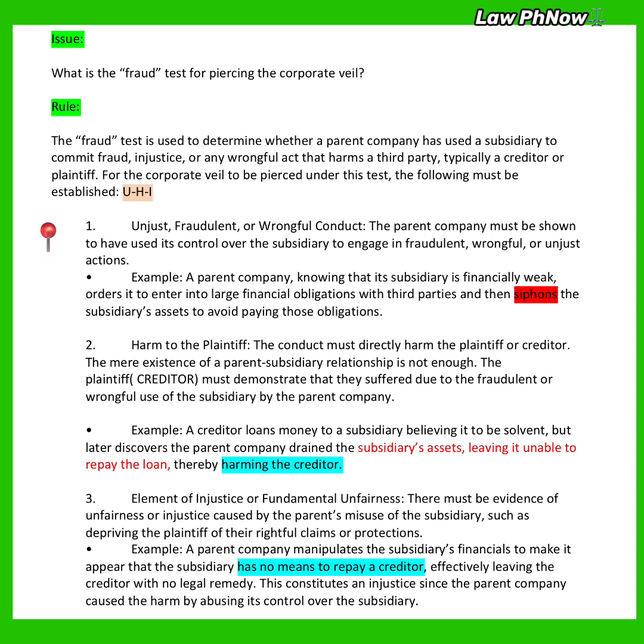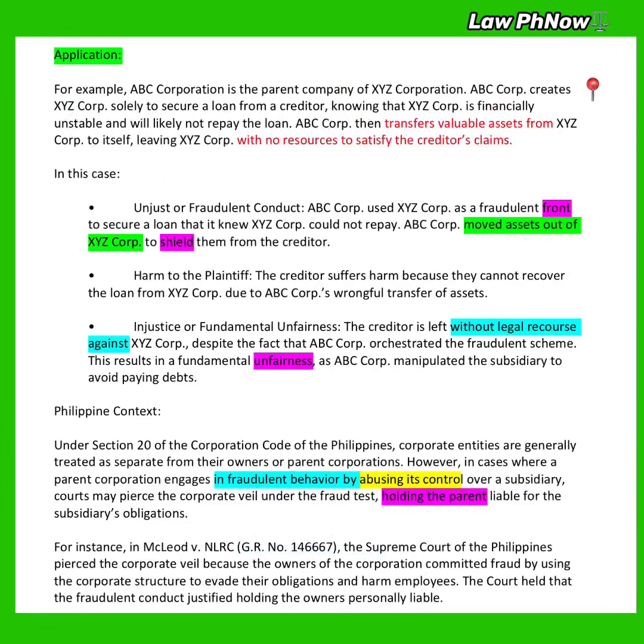Number 3, element of injustice or fundamental unfairness. There must be evidence of unfairness or injustice caused by the parent's misuse of the subsidiary, such as depriving the plaintiff of their rightful claims or protections. Example: a parent company manipulates the subsidiary's financials to make it appear that the subsidiary has no means to repay a creditor, effectively leaving the creditor with no legal remedy. This constitutes an injustice since the parent company caused the harm by abusing its control over the subsidiary.